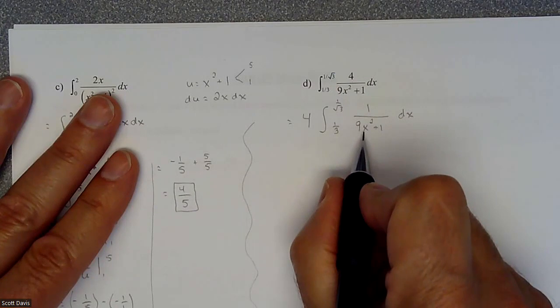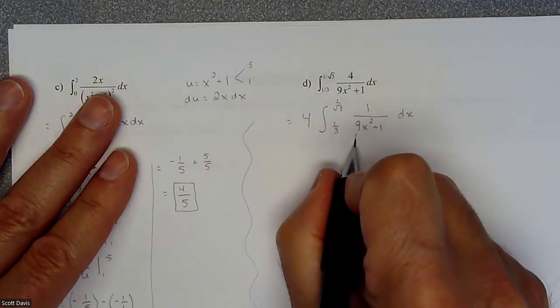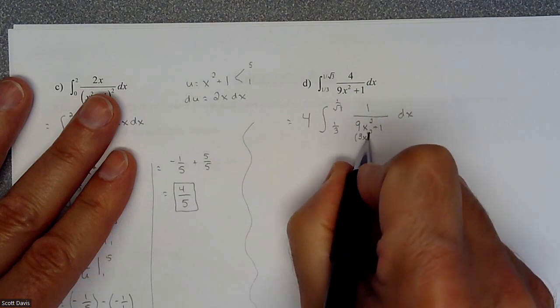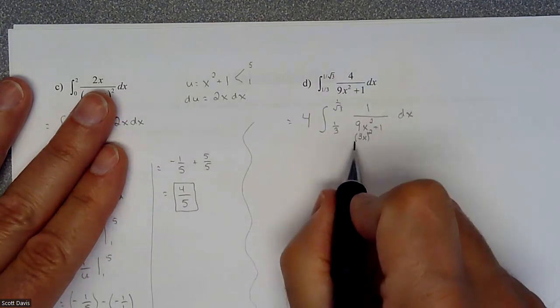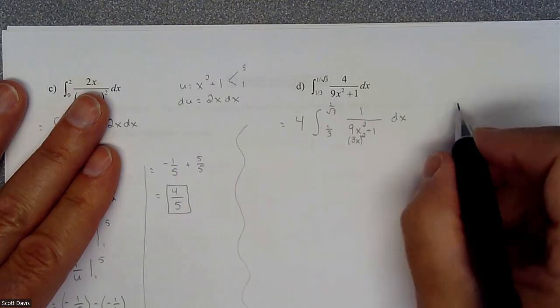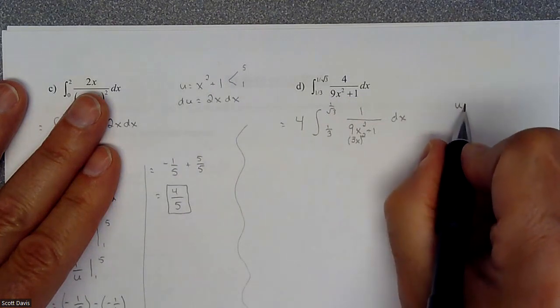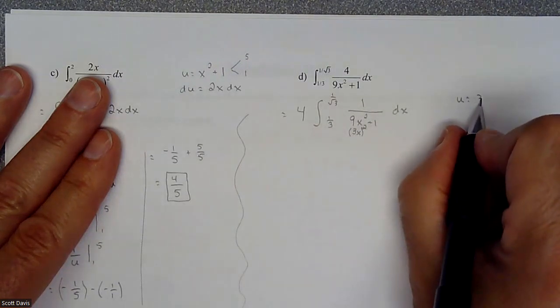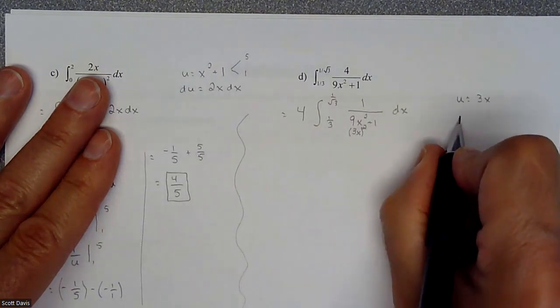We have a 9x squared. So that means that that came from a 3x that was squared. So that I'm going to let be my u. So it's going to be a kind of a mini u substitution. So I'm going to let u equal 3x.